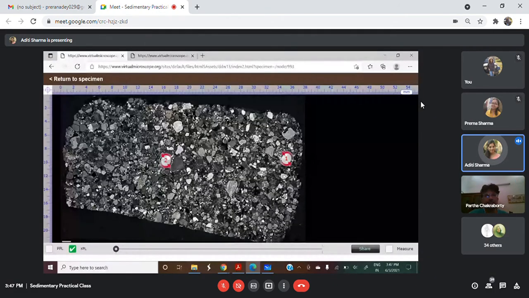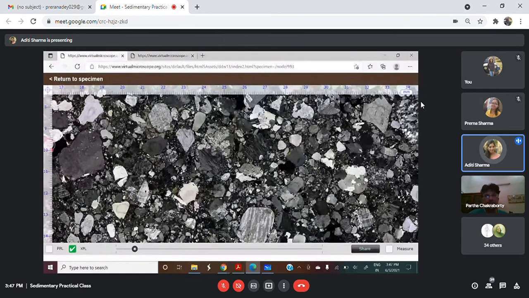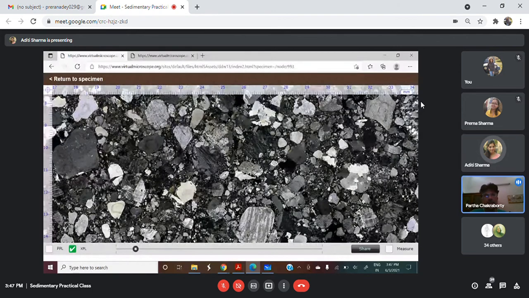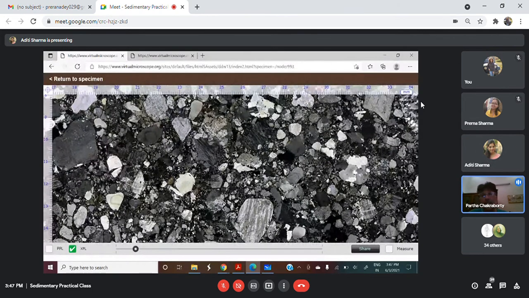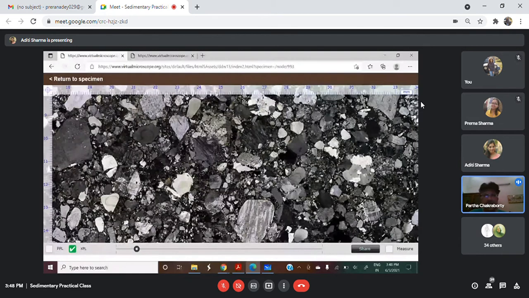Sir, do I need to first explain this entire slide, or will they first observe it a little and then I explain? Yeah, but do you have quartz arenite? Yes, sir. Sir, I have started to share the screen. I think it's visible to all. Yeah, it is visible. Okay, so if you have quartz arenite, then you try to.